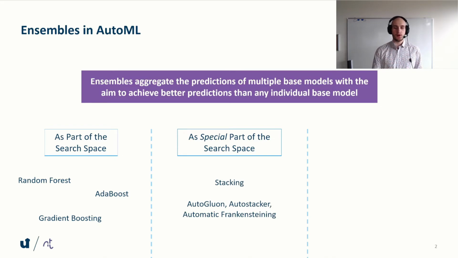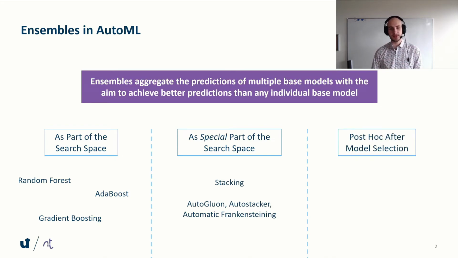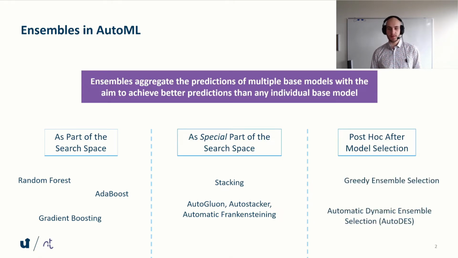Lastly, we can also assemble post-hoc after model selection. Here, examples are greedy ensemble selection or automatic dynamic ensemble selection, where the idea is to find the best ensemble for all models found during model selection. And if we were now to benchmark ensembles in AutoML, this is a bit more tricky for the last two parts. For the first part, it's almost identical to benchmarking normal algorithms. However, for the second and third part, for a special part of the search space or for post-hoc after model selection, it becomes much more expensive and harder as a result of AutoML.